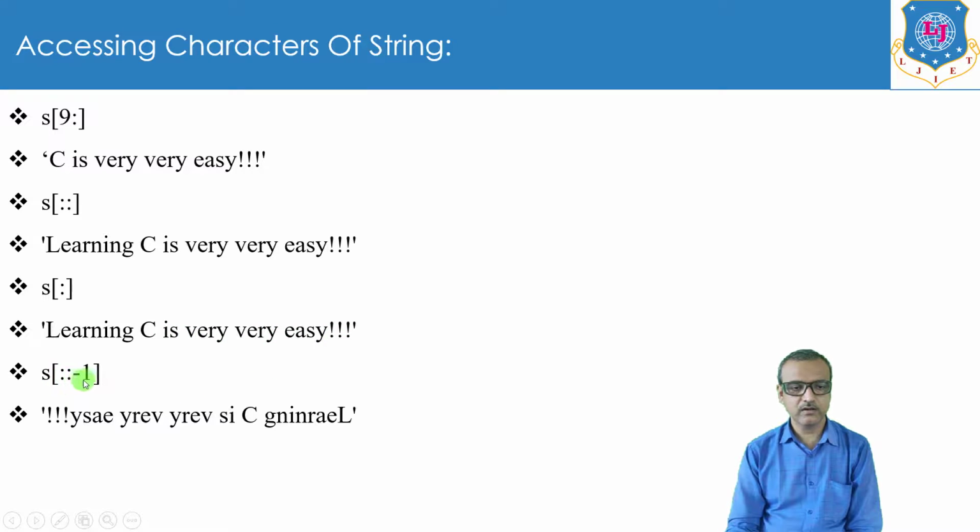Now S[::-1]. Here the step size is defined as -1. So what this will give us is the string from right side towards left side. In simple words, we can say that it will give us the reverse of the given string. You can see the exclamation symbol, then after that Y, S, A, E and so on, and at last we have capital L. So the output of this one is nothing but the reverse of the given string, that is this one.